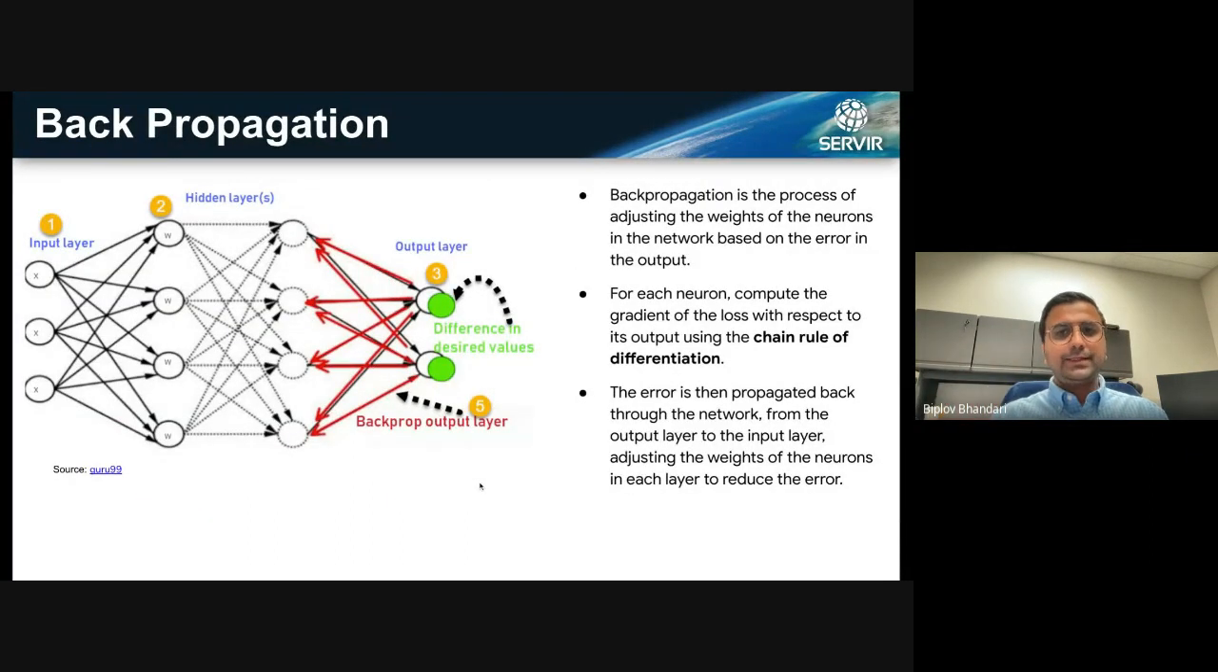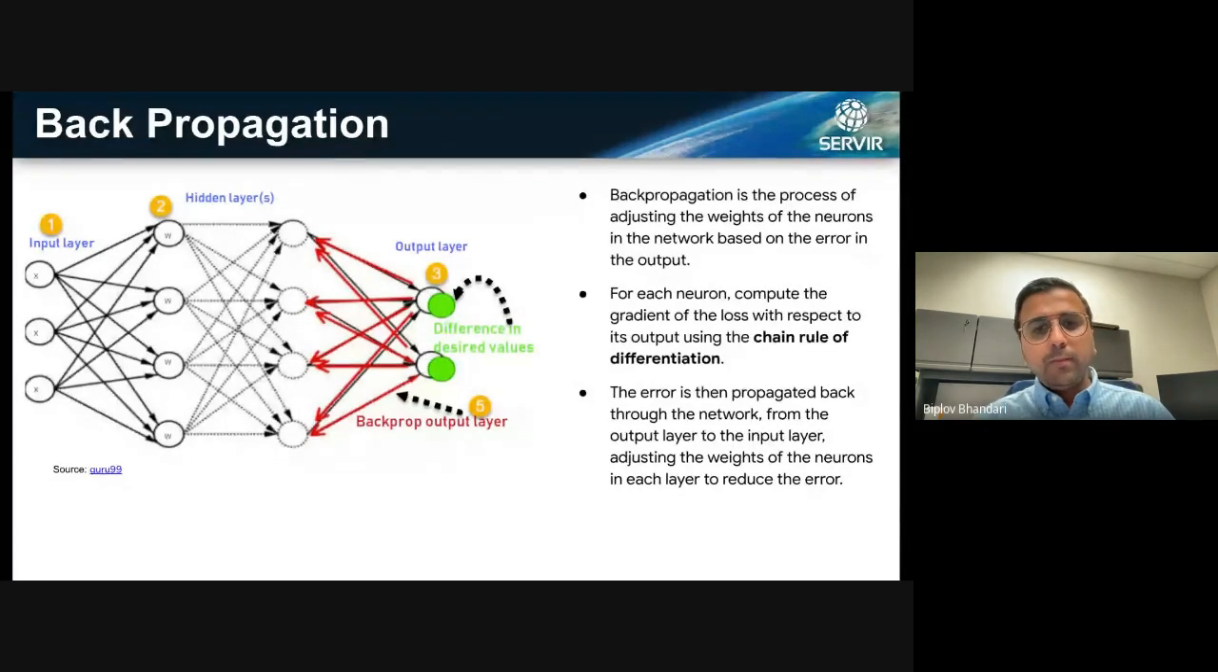So once your error is determined, you'll need to distribute that error so it can adjust those weights. This is what backpropagation is doing. Backpropagation, sometimes referred to as backprop for short, is the process where you try to adjust the weights of a neuron based on the error that it's producing from its output.